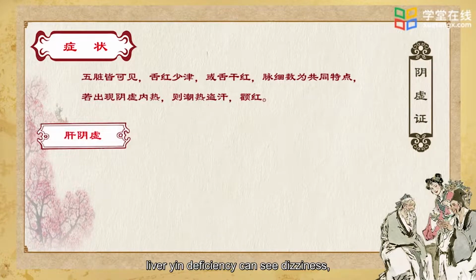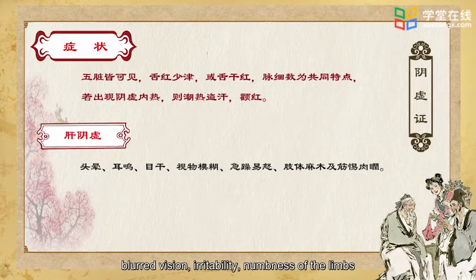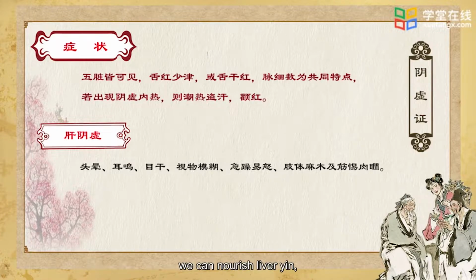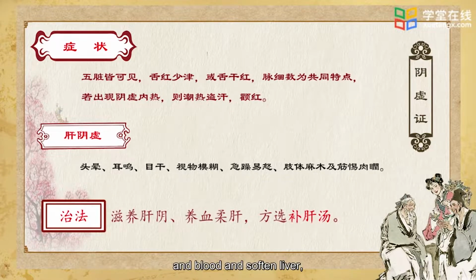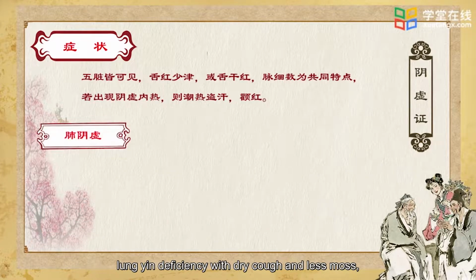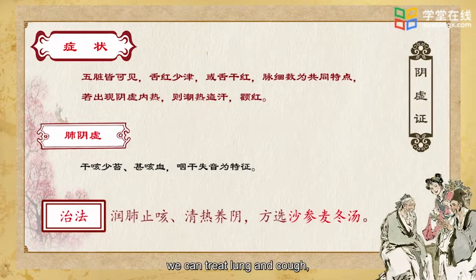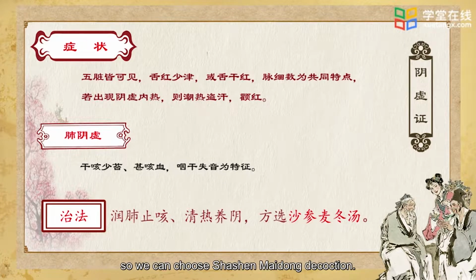Liver yin deficiency can show dizziness, tinnitus, dry eyes, blurred vision, irritability, numbness of the limbs, and spasm. We can nourish liver yin and blood, soften the liver. We can choose Bugan soup. Lung yin deficiency shows dry cough and dry mouth, even coughing up blood, dry throat and hoarseness. We can moisten the lung and relieve cough, clear heat and nourish yin. So we can choose 沙参麦冬 decoction.